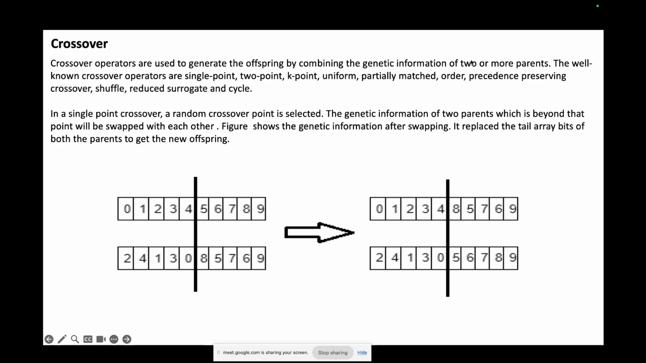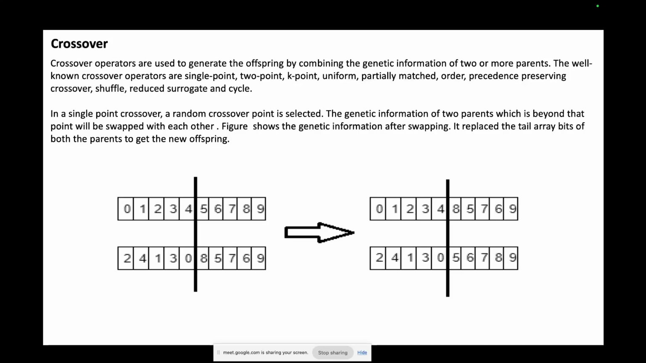Yeah. So the well-known crossover operators are single point, 2 point, k point, uniform, partially matched, order, etc. There's a lot of them. So what is single point? Single point crossover is where the break happens at only one single point for both solutions. So if the break is at the 50% point, half of the first solution will be attached to half of the second solution. Similarly, half of the second solution will be attached to half of the first solution. So that's a single point crossover. At one point you are breaking, and then you are attaching.